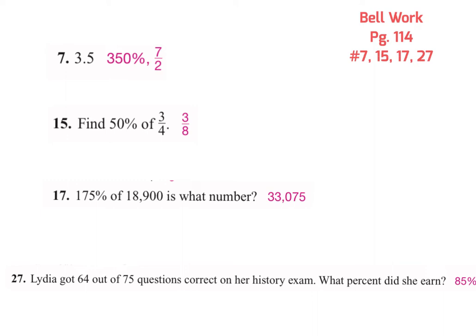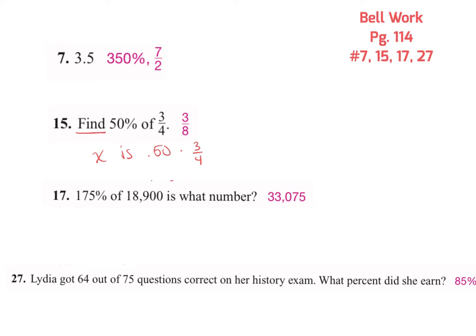So if you want to do 15, find 50% of 3/4. So that's going to be your x. So x is 50%. You can write that as a decimal times a fraction. In this case, you probably don't want to multiply a decimal and a fraction, right? So you've got to change one of them. Two ways you can do this.